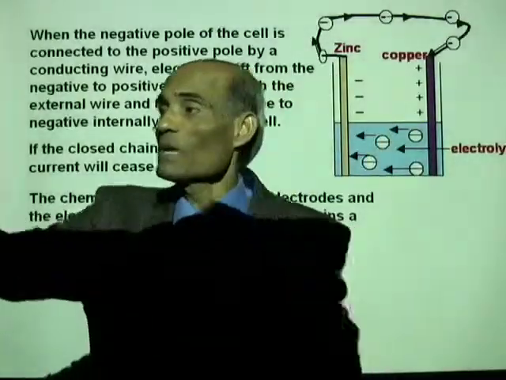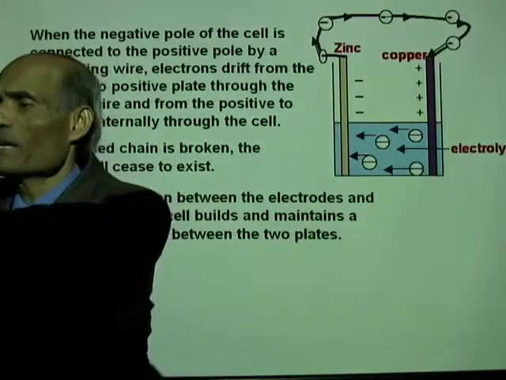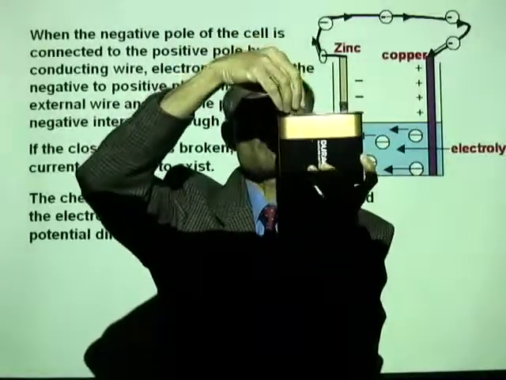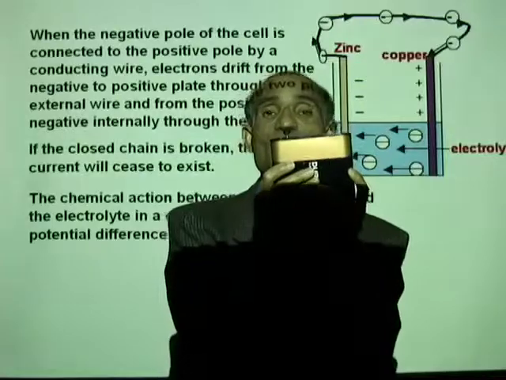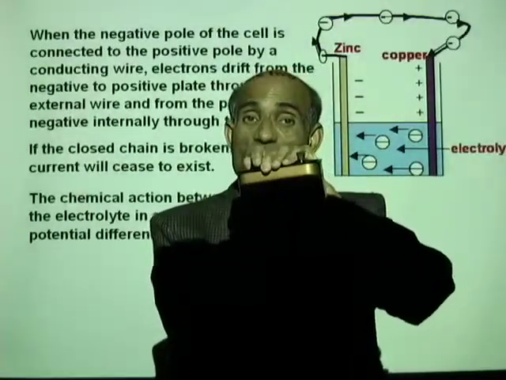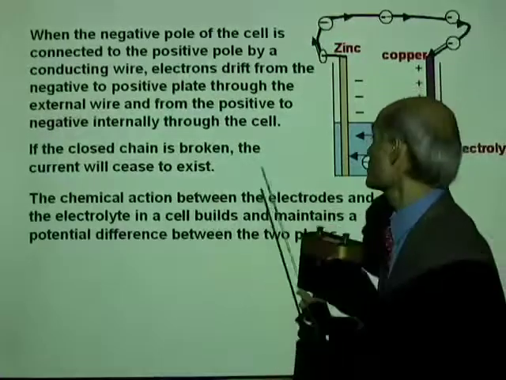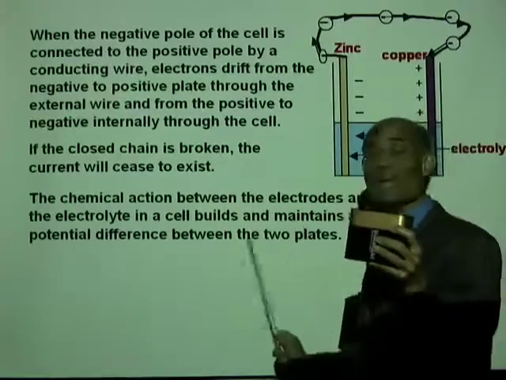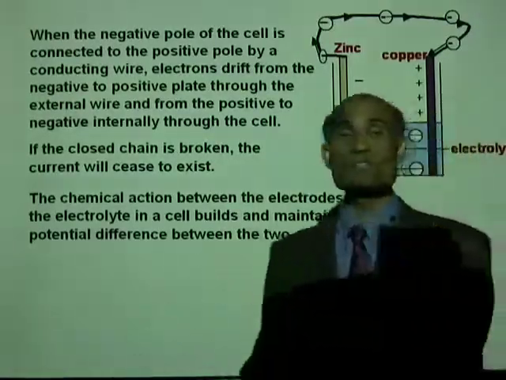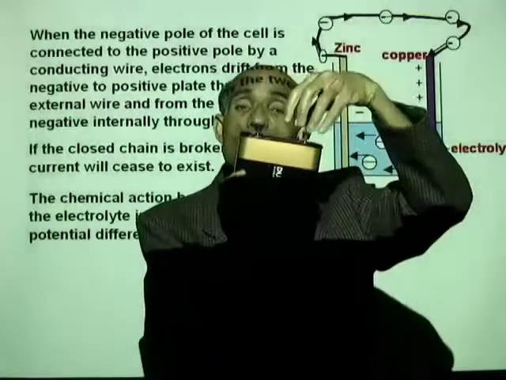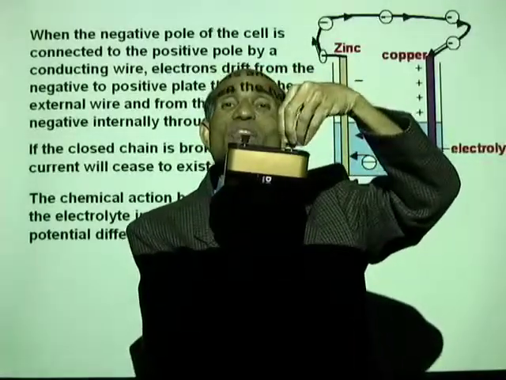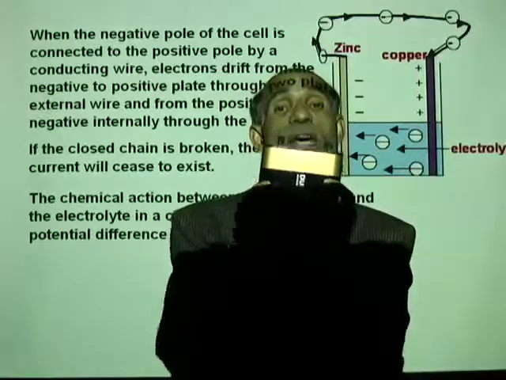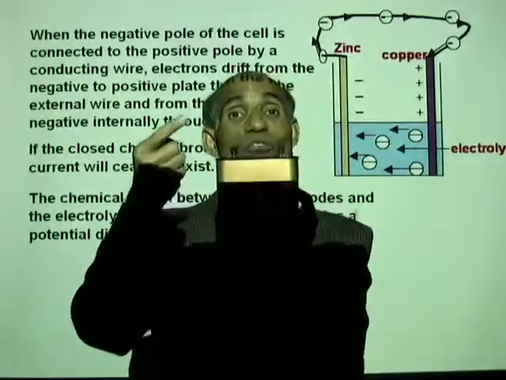What is a cell? Now here I have a cell. There is a chemical inside, and there is a positive electrode and a negative electrode. Now what does the cell actually do? The chemical action between the electrodes and the electrolyte will build and maintain a potential difference between the two plates. I can now measure it by using a voltmeter.